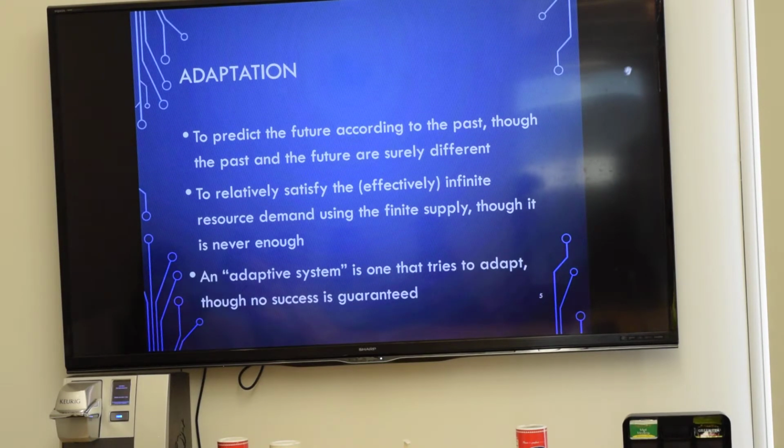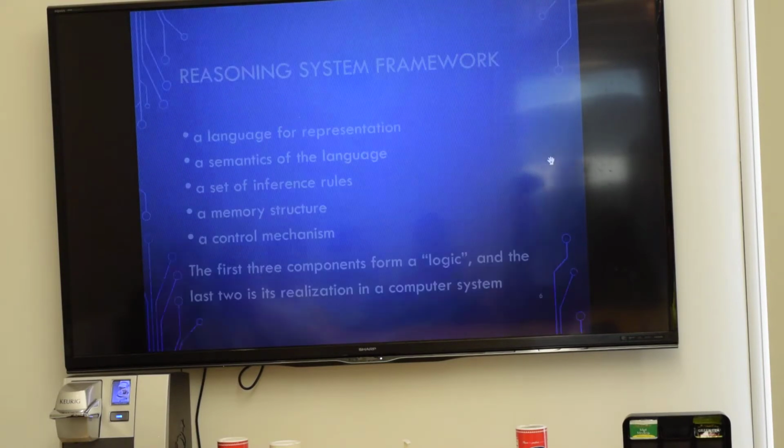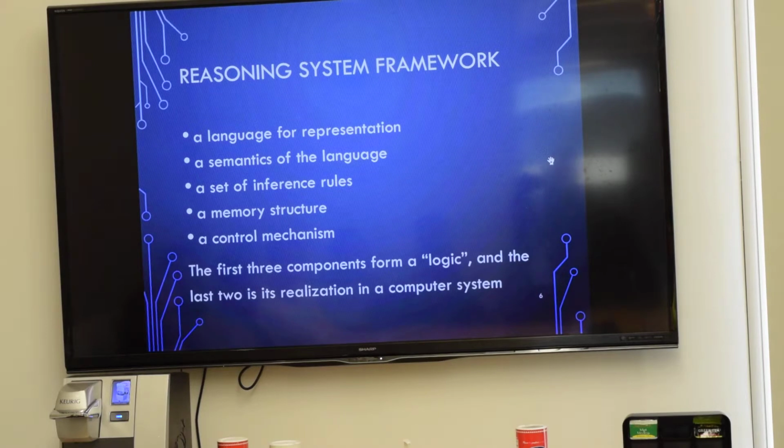And finally, by adaptive system, we mean a system that tries to adapt. It doesn't mean it will always adapt successfully. That's something you don't have. So that's basically the philosophy guiding my research. How to turn this philosophy into a concrete AI design.